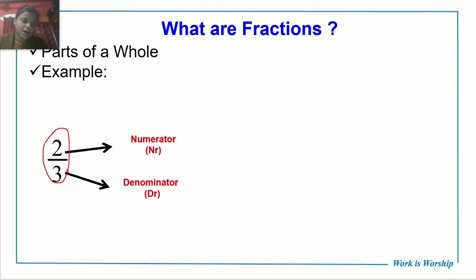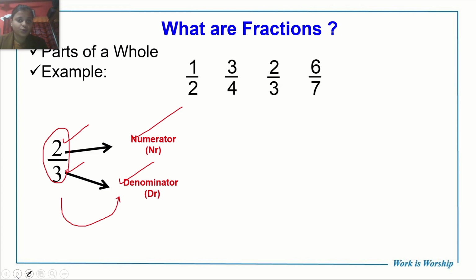The above part, like this, 2, is known as numerator, and the below part, which is 3, is known as denominator. Upper part is known as numerator and the below part is known as denominator. Okay, let us see more. Like 1 by 2, 3 by 4, 2 by 3, 6 by 7, all are known as fractions. Okay, they are part of something.